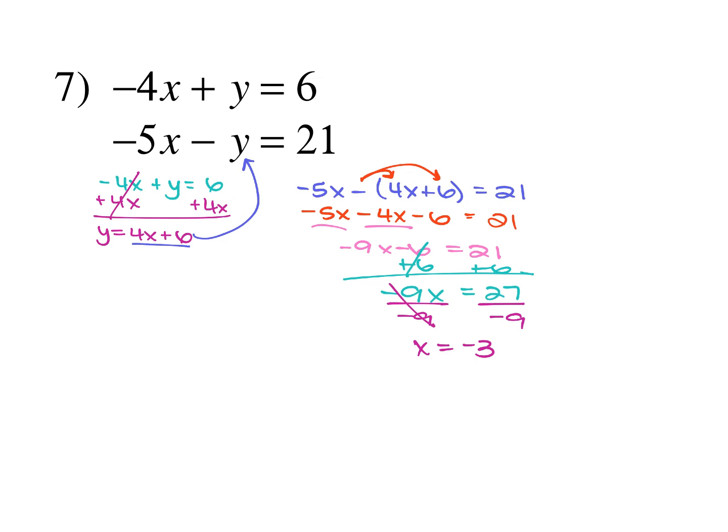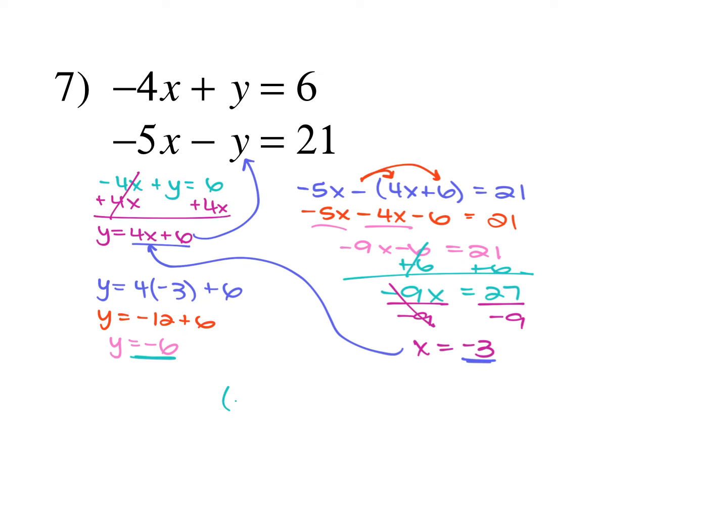From here, because you've solved one of those equations for y from the beginning, take the negative 3, plug it in for x, and solve for y. So this is going to give you y is equal to 4 times x, which we said is negative 3, plus 6. The negative 3 times 4 is negative 12, plus 6 gives us a negative 6. It is a negative 3. So the negative 3 for your x and the y of negative 6 gives you the ordered pair negative 3, comma negative 6.